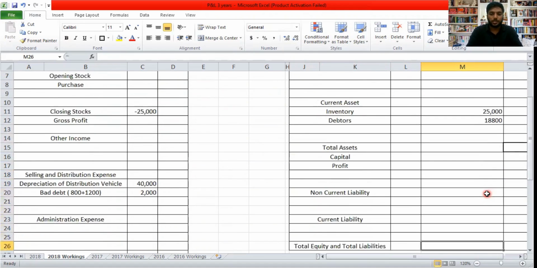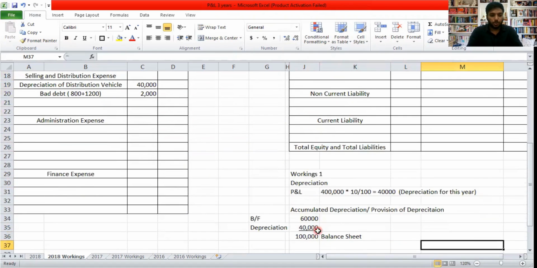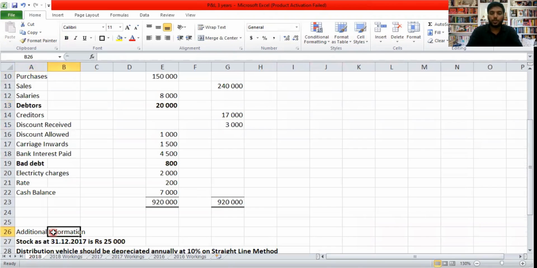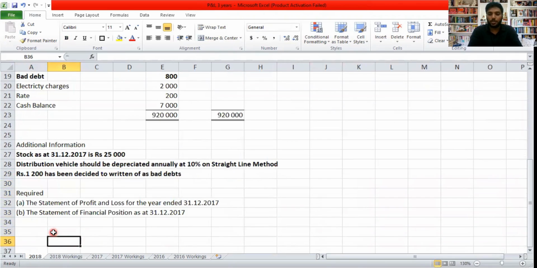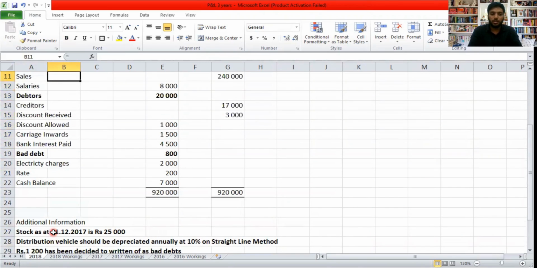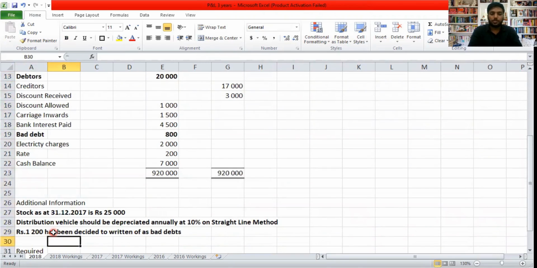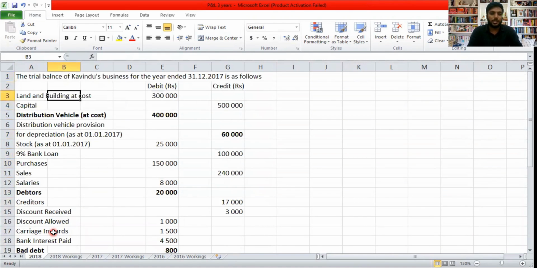So we are moving on to the next thing. We are done with the adjustment. So let me move on to the next part. We are done with all the additional information. It was very straightforward and easy for us to understand, and see how fast we have finished our basic additional requirement. Now it's just putting the figures onto the correct places.